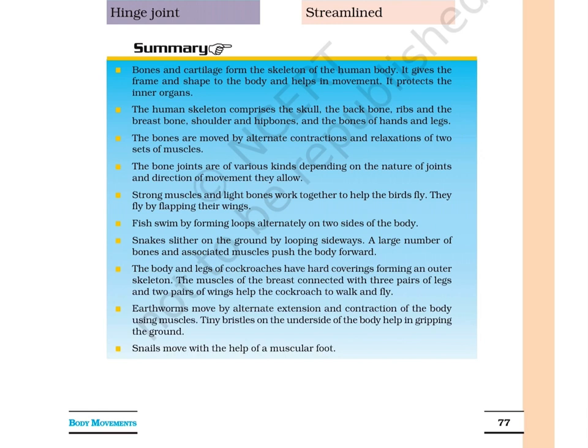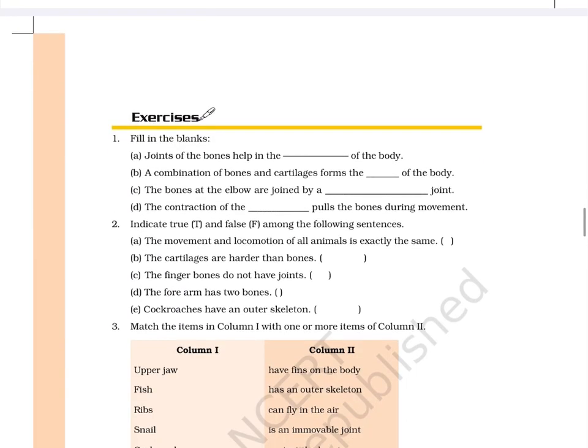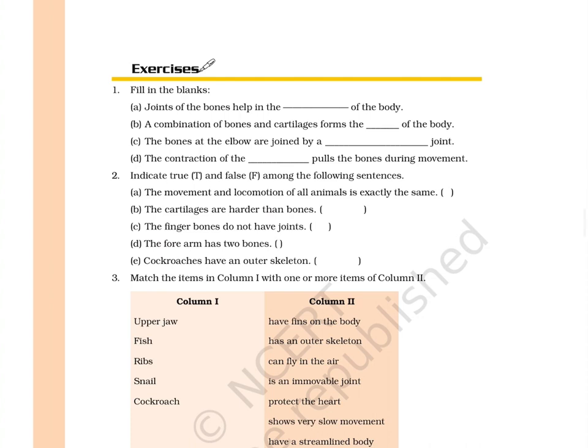Page 78. Exercises. 1. Fill in the blanks. A. Joints of the bones help in the blank of the body. B. A combination of bones and cartilages forms the blank of the body. C. The bones at the elbow are joined by a blank joint. D. The contraction of the blank pulls the bones during movement.